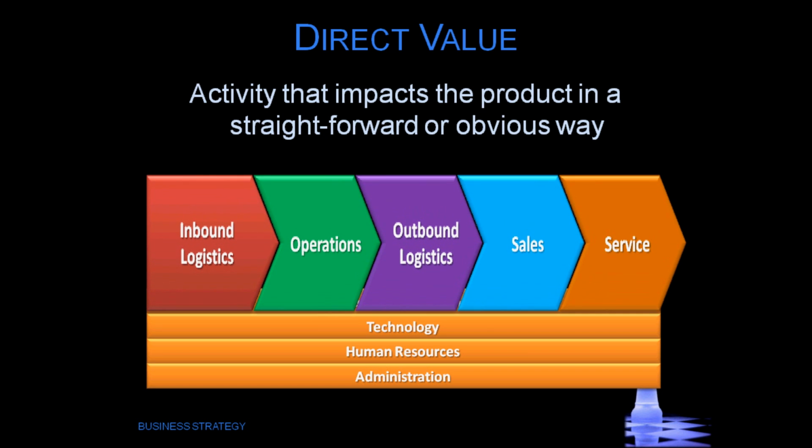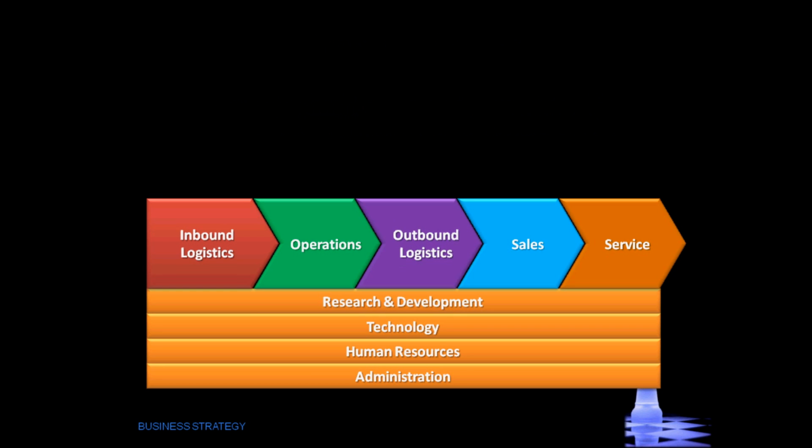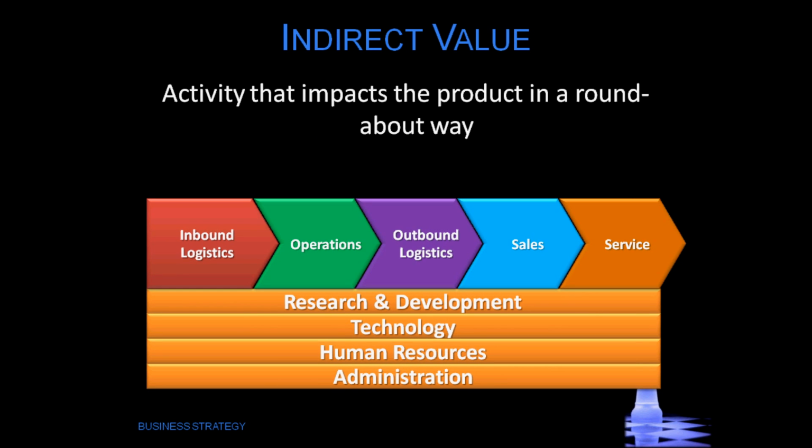Direct value. These are the top 5 items on the value chain that impact a product in a straightforward or obvious way. Indirect value are the 4 items at the bottom of the value chain. They impact the product in a roundabout way. For example, operations, a direct value, obviously changes input to output, raw goods to a finished product of some kind.